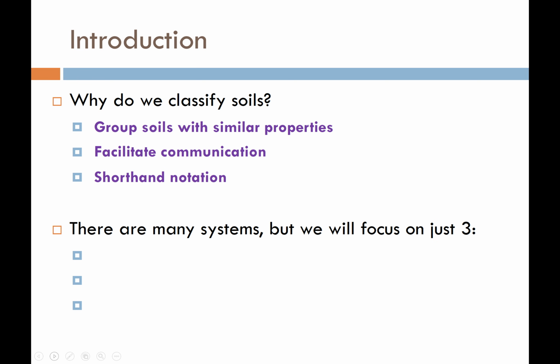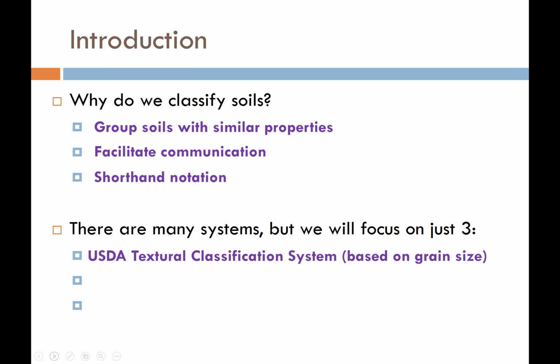So there are literally dozens of soil classification systems that are out there, but we are specifically going to talk about, or at least briefly mention, three in this class. The first is the USDA textural classification system. So if you go back a slide and look at the picture on the very opening slide, this is a picture of the USDA soil classification system.